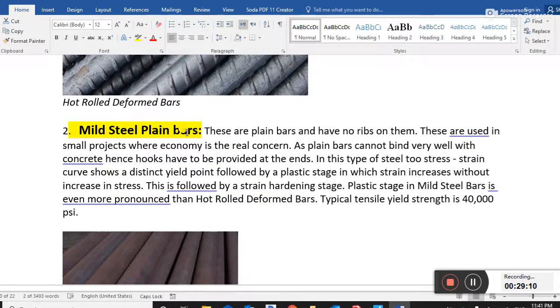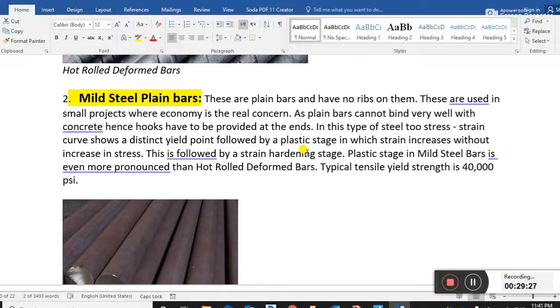Mild steel plain bar. These are plain bars and have no ribs on them. They are used in small projects where economy is really a concern, as plain rebars cannot bond with the concrete. Hence hooks have to be provided at the end.